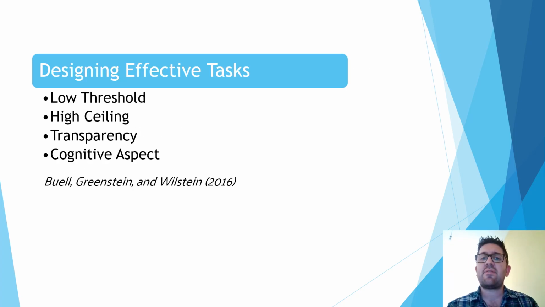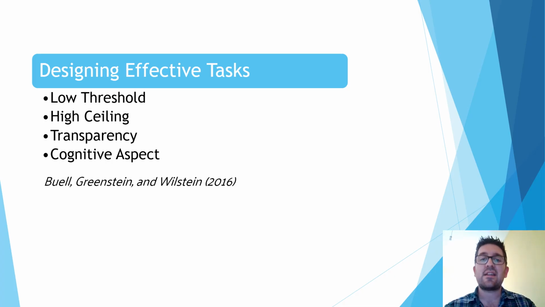That task design is the final piece of the puzzle, which Buell, Greenstein and Wilstein have explored. They recommend a low threshold, high ceiling approach. A low threshold means all students, including those with additional needs, can begin the task. A high ceiling means there's enough stretch and challenge for your most able students. Effective tasks are also transparent, so students know exactly what's expected of them.